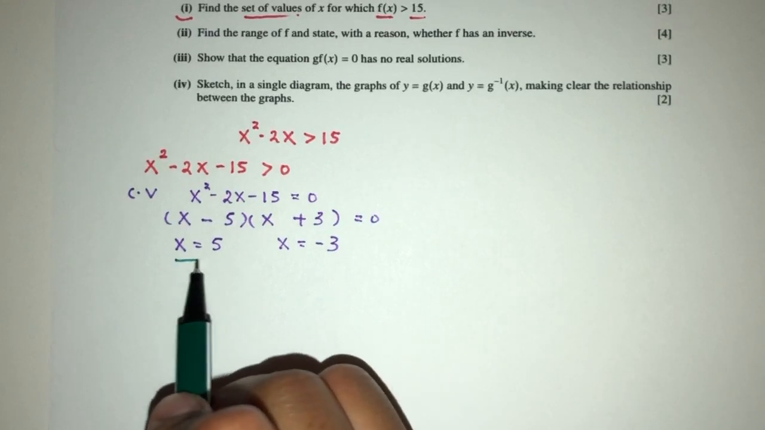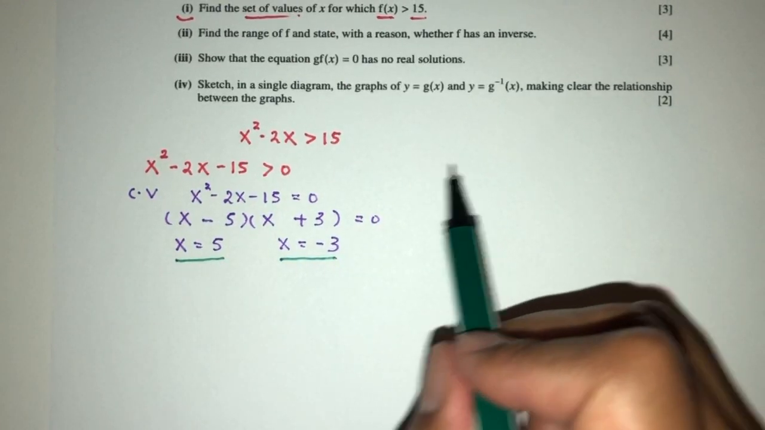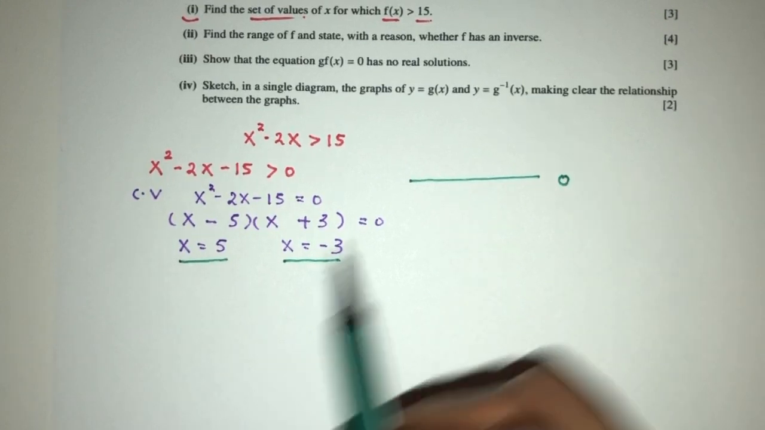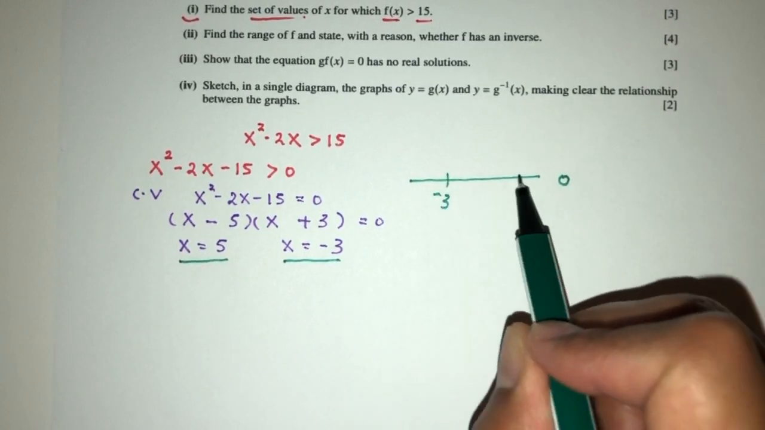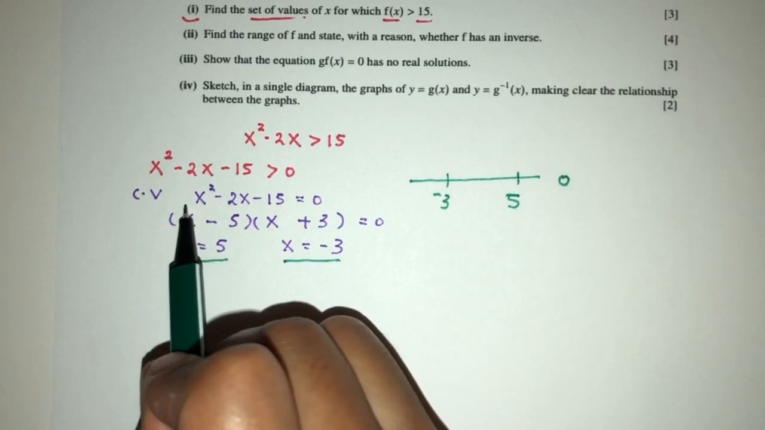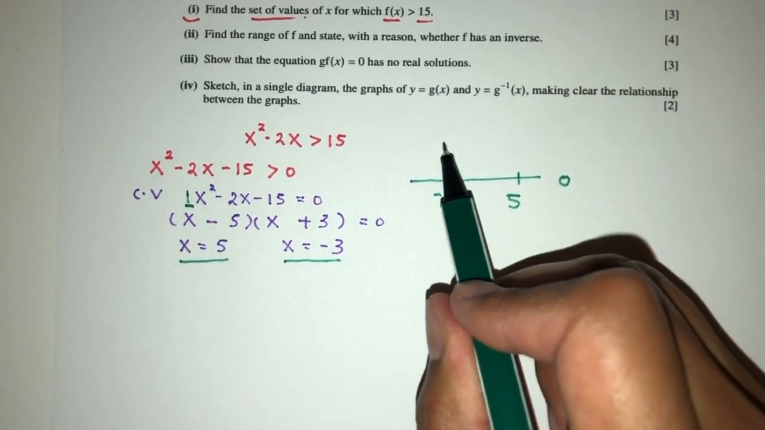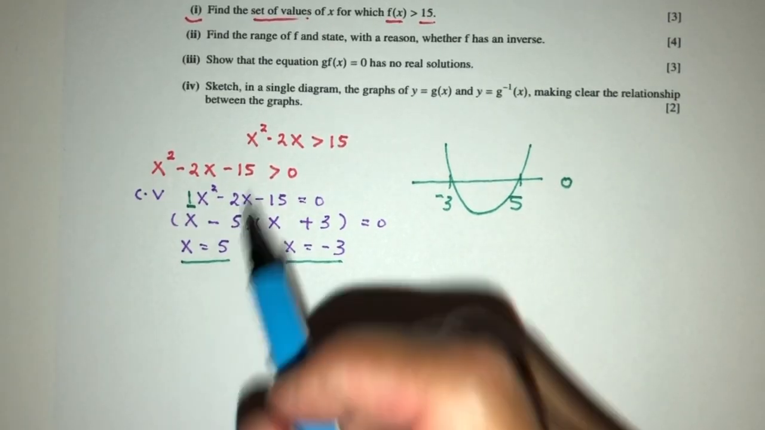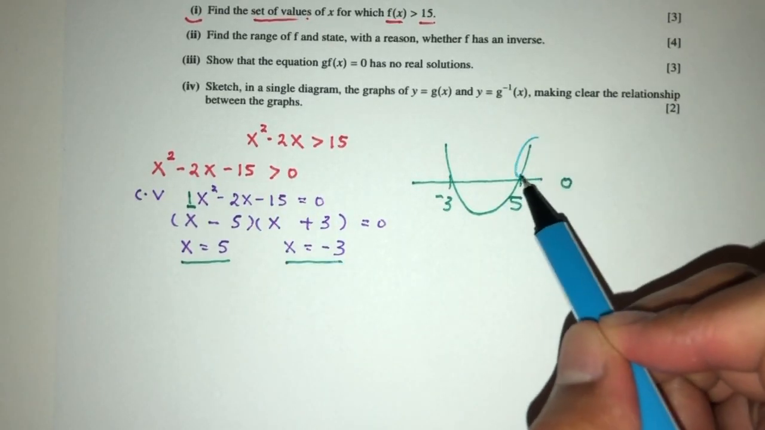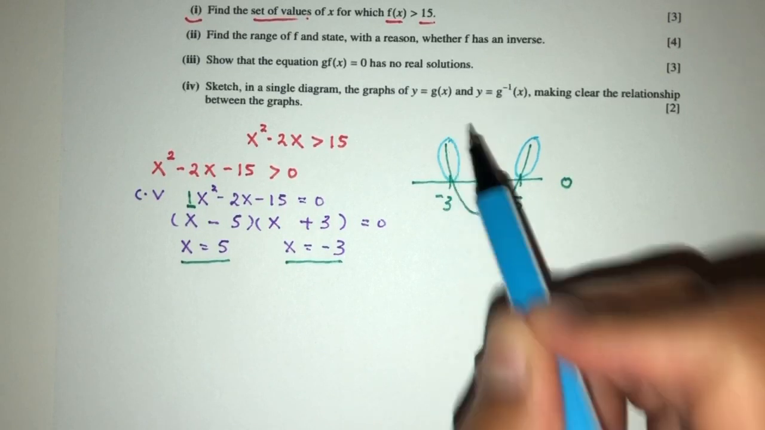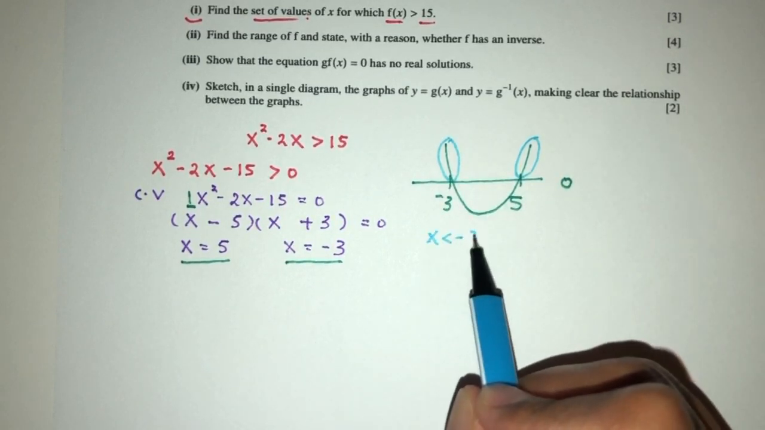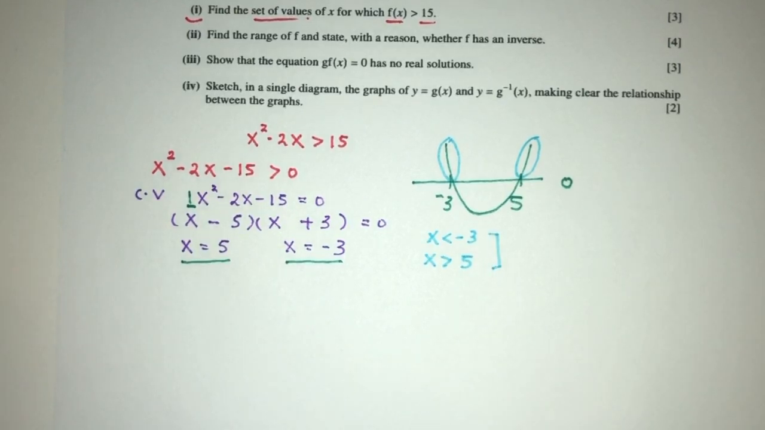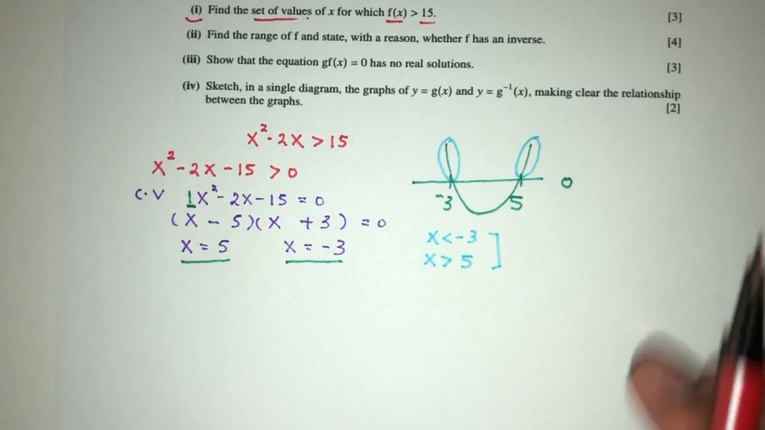So here we have those critical values. Now we have to use that to find the range. By looking at our number line, this is my line 0, this is minus 3, and this is the value of 5. We know the shape of the curve is positive, it will be this shape, right? Now we're trying to find the values more than 0, which is this and this. So x has to be less than minus 3, or x has to be more than 5. So this will be part 1 of the question. Let's move on to part 2 of the question.